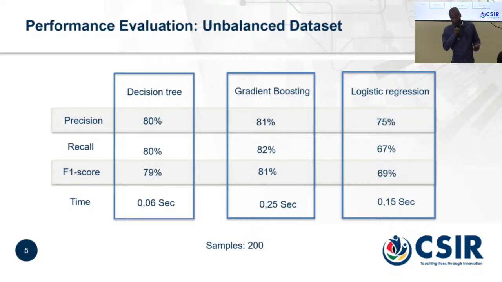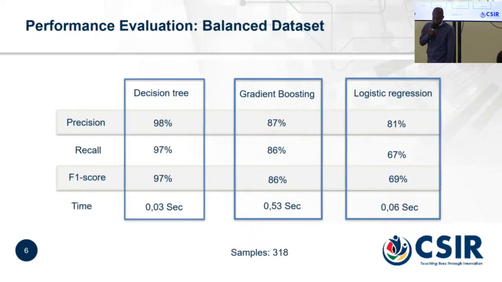But one of the most important things is, we have 200 patients. How fast can we predict that this patient is more likely to go towards drug-resistant HIV? We have about 200 samples, and our decision tree evaluated 200 samples in about 0.6 seconds. That's how fast it was. The gradient boosting took about 0.25 seconds, which is a quarter of a second, but with a much higher accuracy. And the logistic regression took about 0.15.